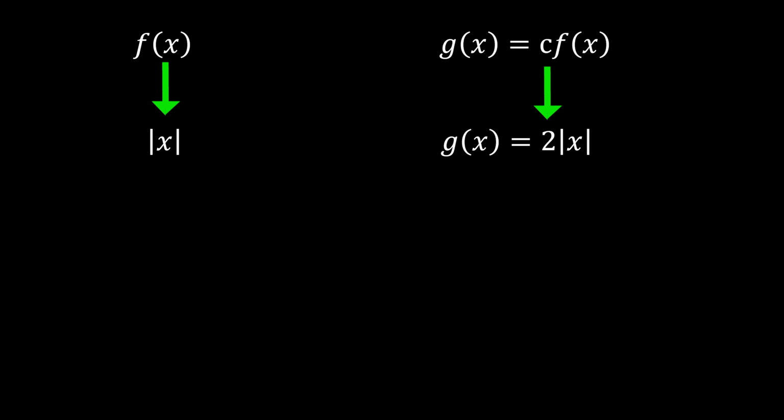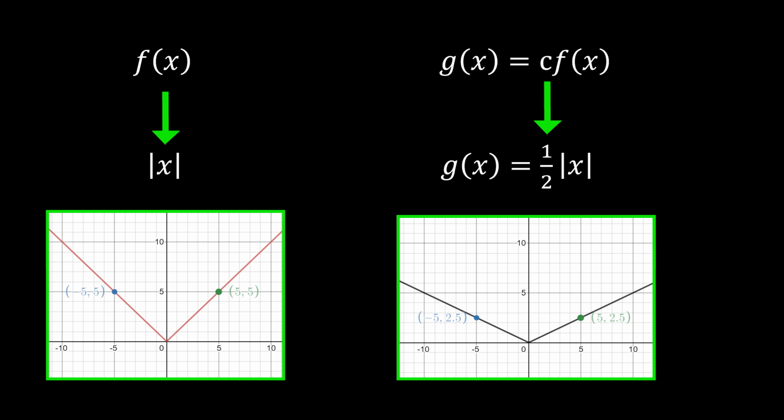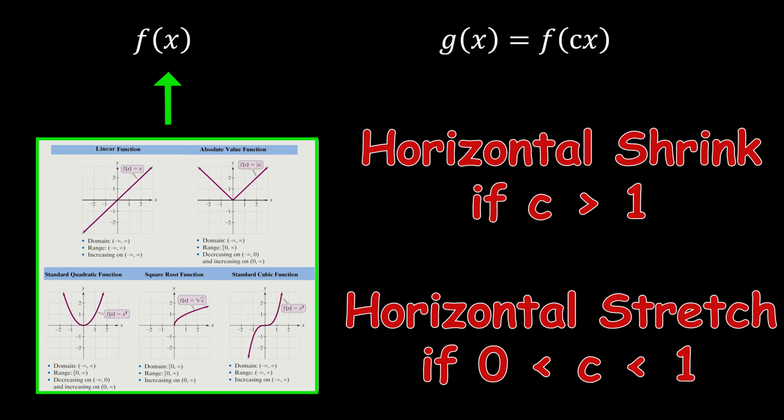For example, if f of x is the absolute value function, and I tag a 2 in front of my function, then it stretches my graph vertically by a factor of 2. But if I tag a 1/2 in front of my function instead, it shrinks my graph vertically by a factor of 1/2. In the same way, if I tag a real number to my function's input instead, then a number greater than 1 will shrink my graph horizontally, and a number between 0 and 1 will stretch my function horizontally.